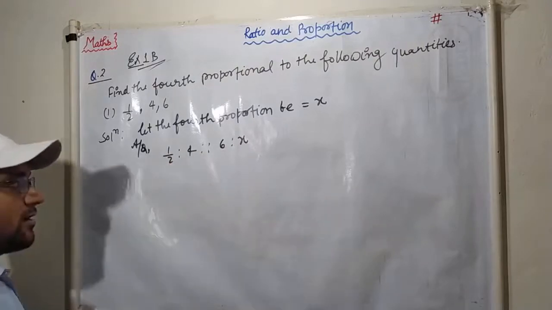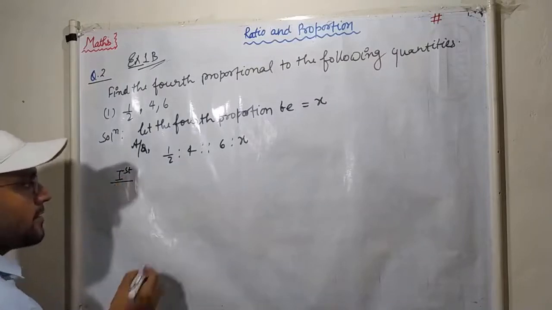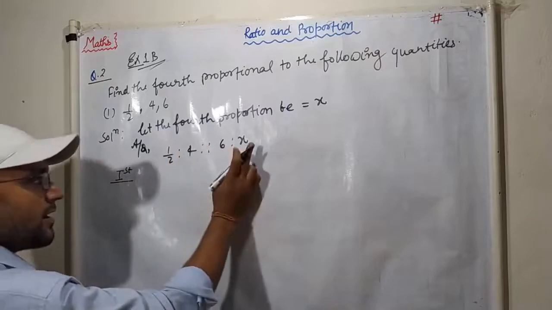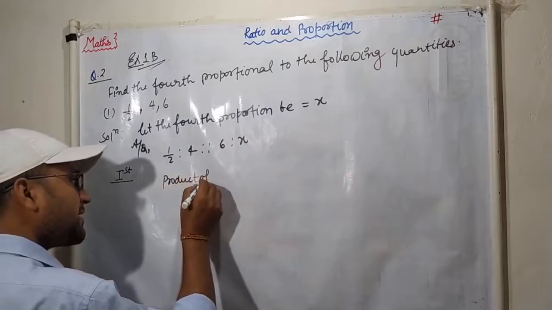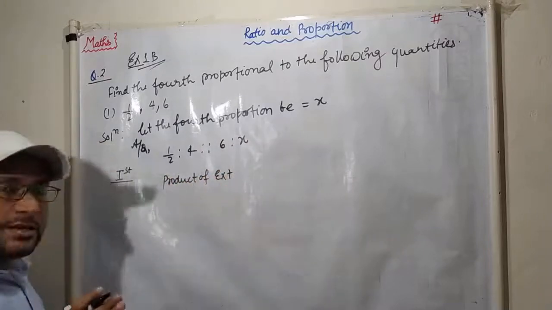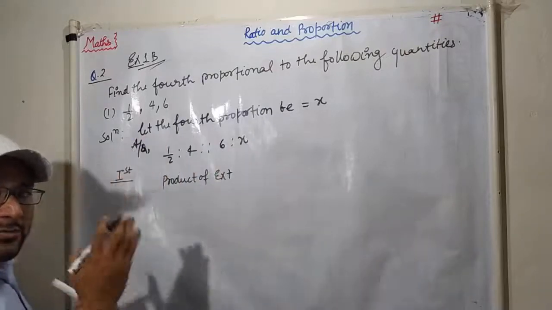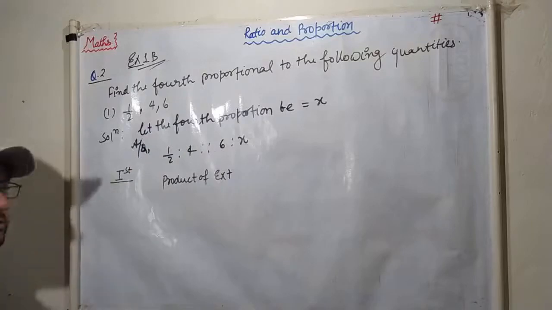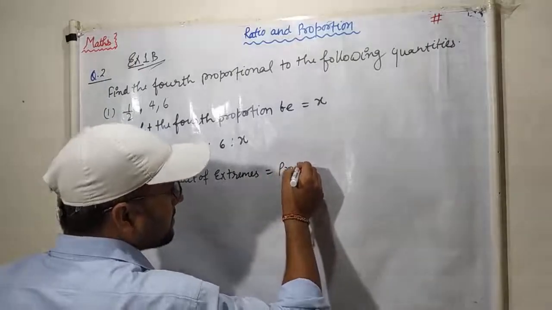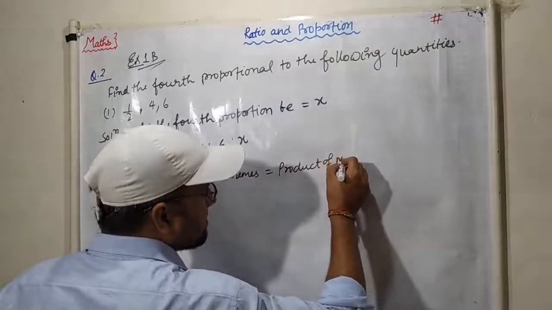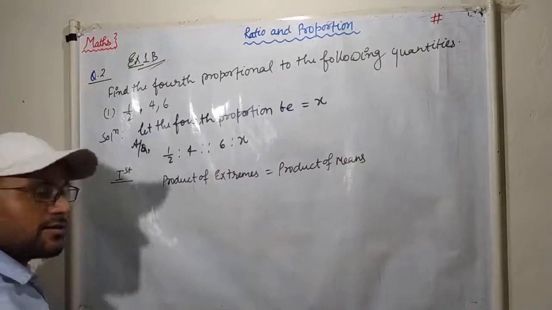I'm going to use this one. This is the first method. First way: product of extremes, first and last one. When x is given in means, then you will write that product of extremes is equal to product of means. Your aim is to keep x always on the left hand side. Product of means is the second and third term, and product of extremes is the first and fourth term.